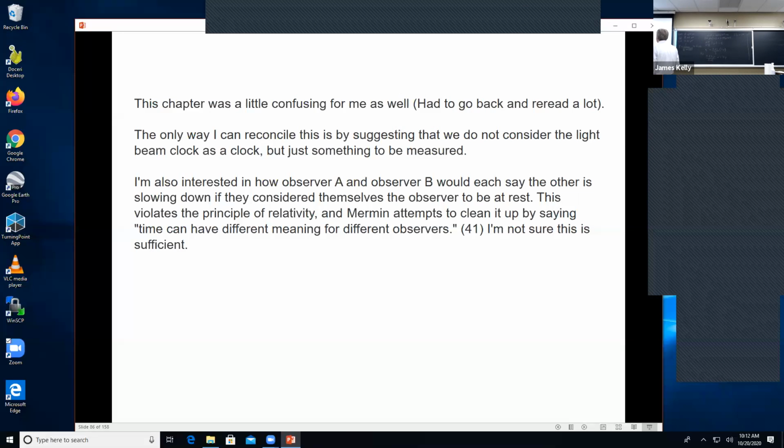"The only way I can reconcile this, I can't remember what came before this, but this counterintuitive effect that they're referring to is by suggesting that we do not consider the light beam clock as a clock, but just something to be measured." What do you say about that compared to our discussion from last time?